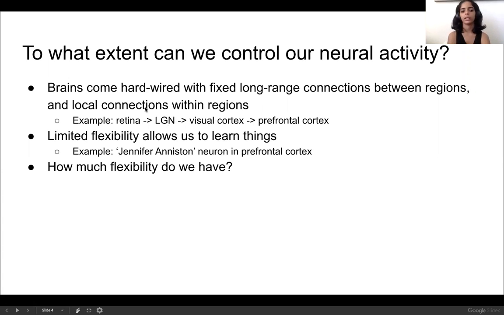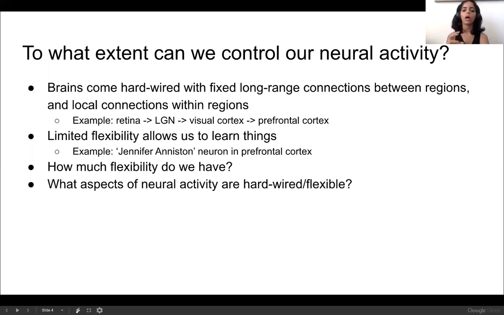So we clearly know that there are hardwired connections, there's flexibility. How much of the connections can change? And in what ways can they change? So what aspects of neural activity are hardwired versus flexible?